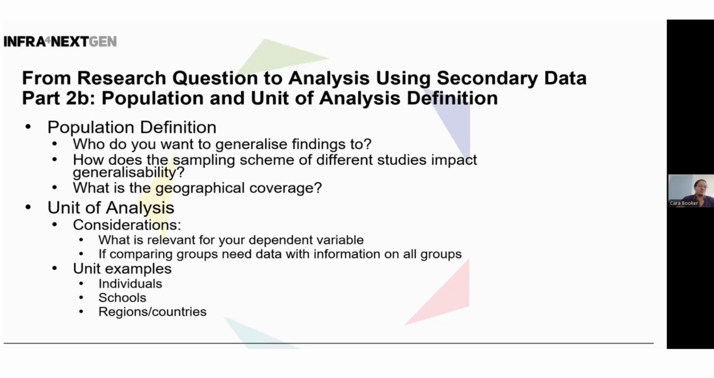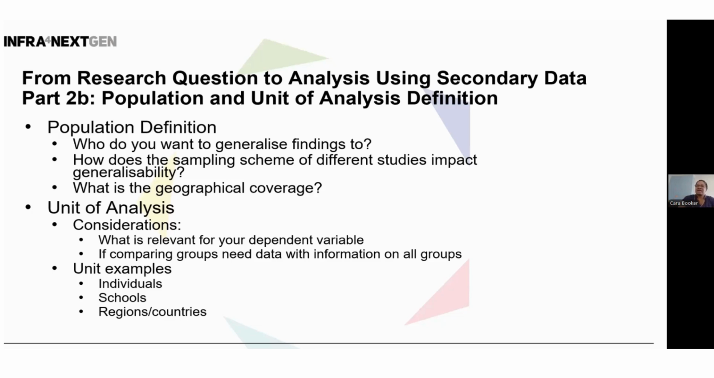How might the sampling scheme of different studies impact your generalizability? So are they using a random sample? Are they using convenience samples? Are they just getting anybody that wants to volunteer? And what is the geographical coverage? Are these national samples? Are they specific to a specific region within a country? Are they specific to, say, the 3 or 4 largest cities in your country? These are things you need to think about that will help you understand how generalizable your findings are.